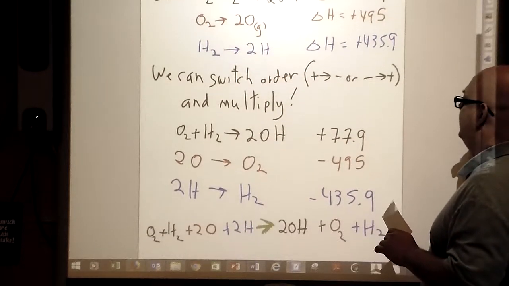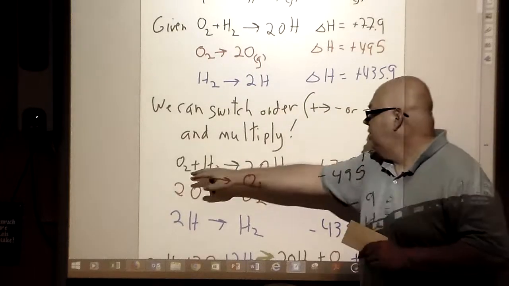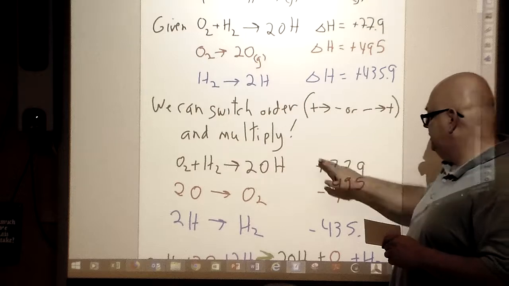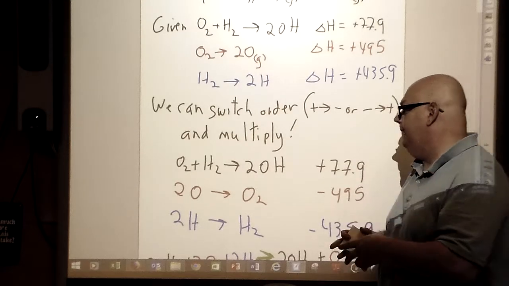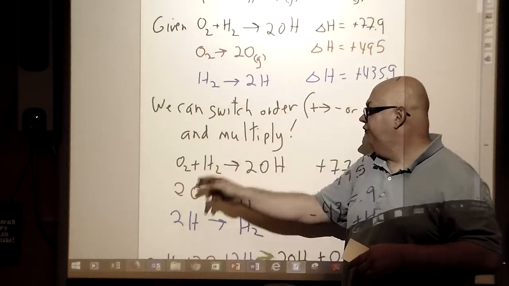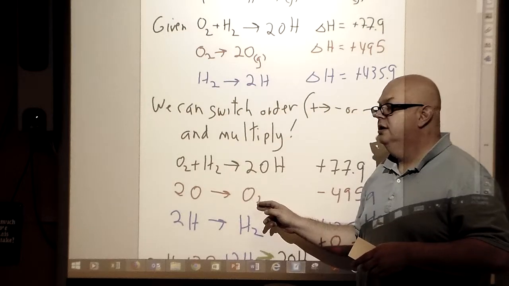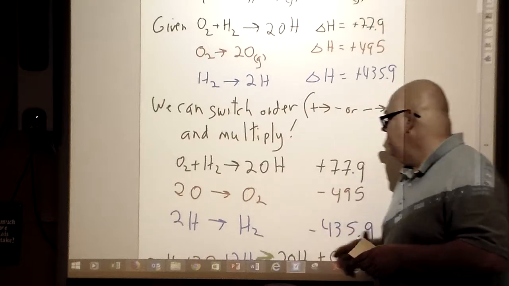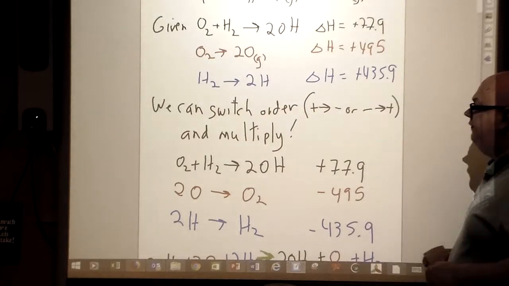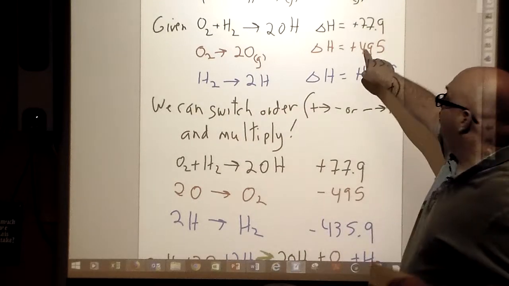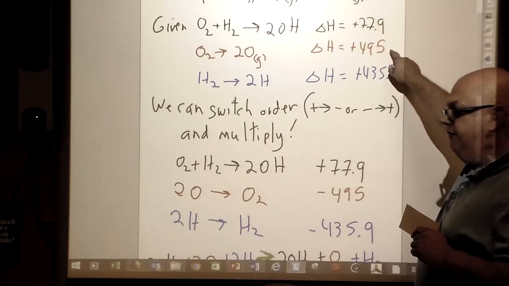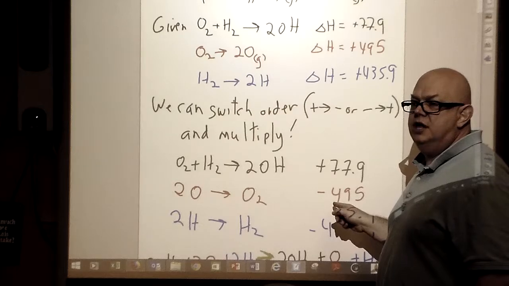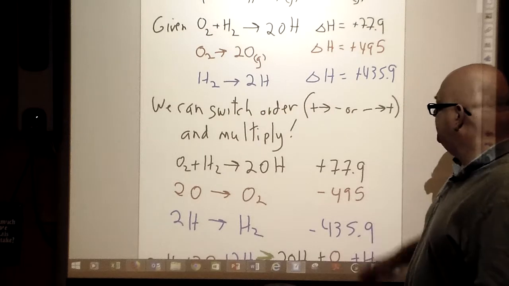I went ahead and I did a little bit of switching the order. So I've got here O2 plus H2 gets 2OH plus 77.9. All right. Now notice I switched the order from O2 to 2O. Notice how that got broken, that connected, and that's negative 495 kilojoules. Whereas up here it was plus 495 kilojoules. Well, wait a minute, what's happening? This is an exothermic reaction that's going. Okay? The heat's being given up.